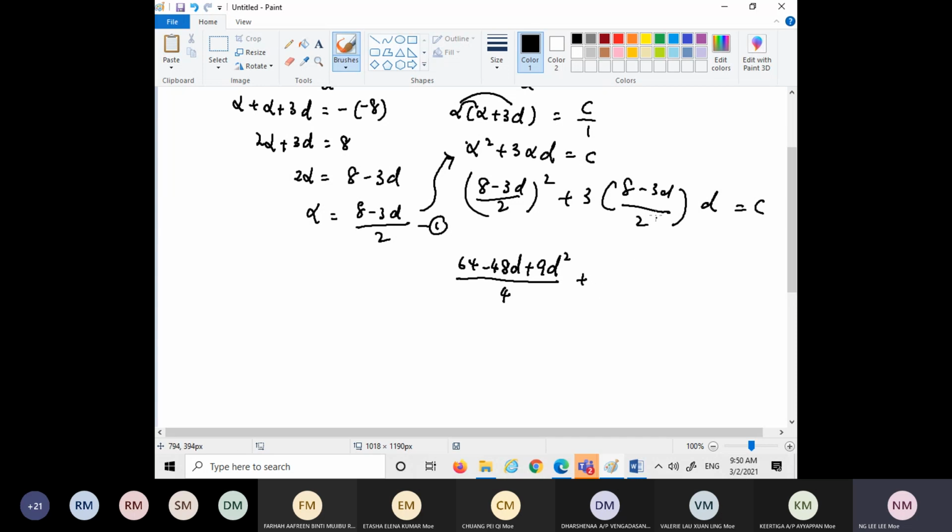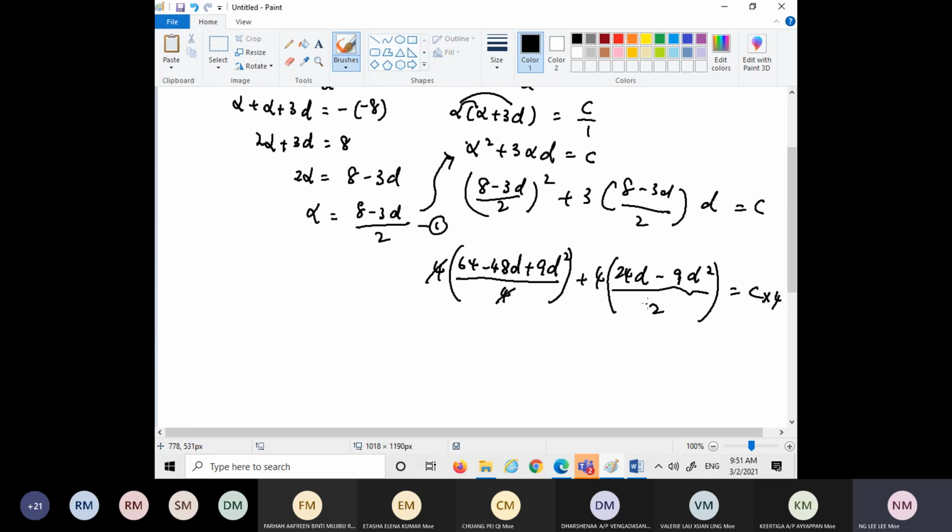Cannot finish, oh. Here, the 2 as the denominator. 3D times inside: 24D. 3D times to second term, 9D squared, equals to C. Let's say I don't want to, how? I think I can times 4 to every term. Times 4, times 4 and times 4. Times 4 to every term, easier.